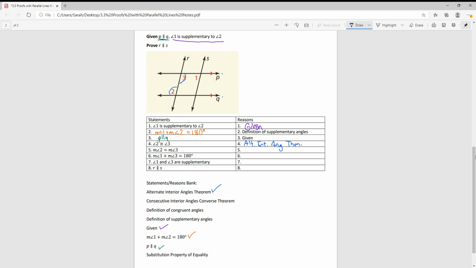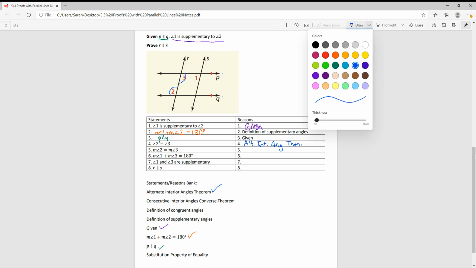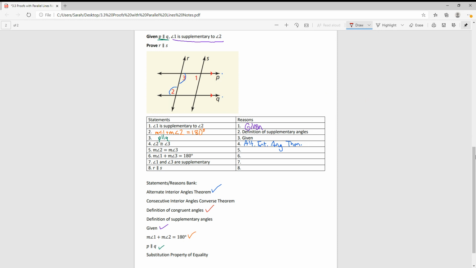Okay. So now that those angles are congruent, usually the next thing we do, after we say that two angles are congruent, is we say that their measures are equal. So instead of saying angle 2 is congruent to angle 3, I'm going to say measure of angle 2 is equal to measure of angle 3. That all stems from our definition of congruent angles. When two angles are congruent, they have equal measures.